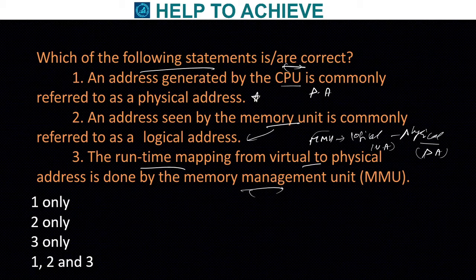The logical address is nothing but the virtual address, and the physical address is the actual physical address. So the address generated by the CPU is a physical address, and the address seen by the memory is commonly referred to as logical. So this is also correct. The runtime mapping of VA to PA is done by the MMU. So this is also correct. So all the three are correct, and the correct answer is all of the above.